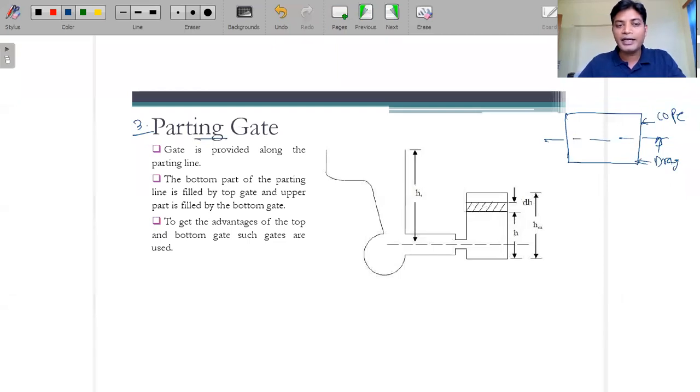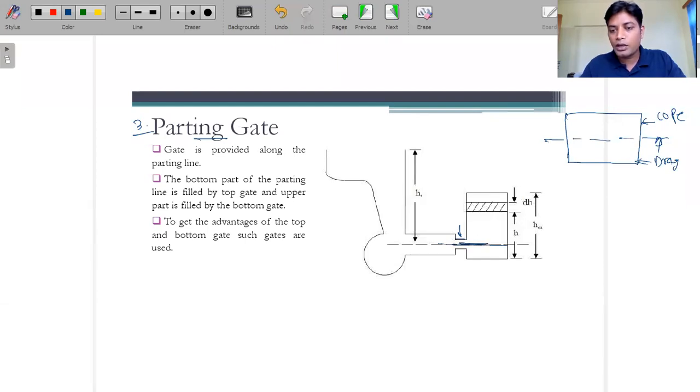So parting gate means this is the parting line we are considering, and this is the gate. Now this gate is equally divided into two cross-sectional areas, meaning the cross-sectional area is the same. We are not dividing it, but just keeping a line between. We are keeping this line, this is the parting line here.